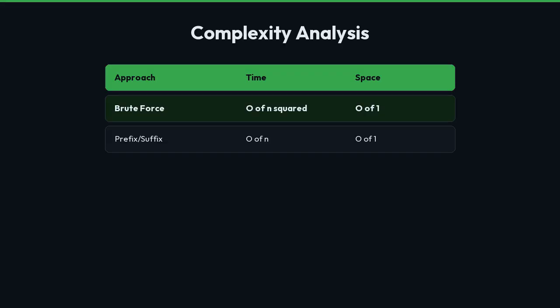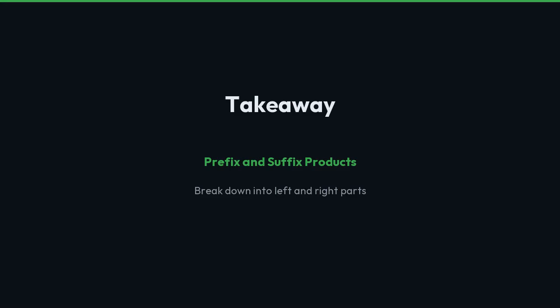The time complexity is O of n because we traverse the array twice. The space complexity is O of 1 if we ignore the output array, as we only use a few variables for tracking products. The takeaway here is to look for problems that can be broken down into independent left and right parts. By pre-computing these parts, you can often avoid expensive nested loops. Try coding this pattern yourself to solidify your understanding.